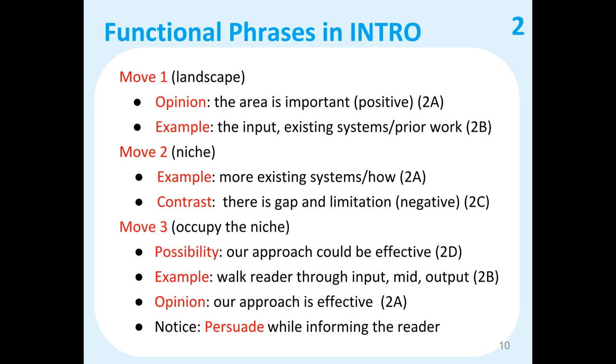So far, we've covered the big picture of the CARS model. But how do you actually write it? This is where functional phrases come in. Think of them as your toolbox. For move 1, you pull out phrases that stress importance, like "this area is central," or that give examples of prior work. In move 2, you reach for contrast phrases, the ones that say "however," or "few studies." Then in move 3, you add in possibility or opinion phrases like "our approach may help," or "we believe this is effective."